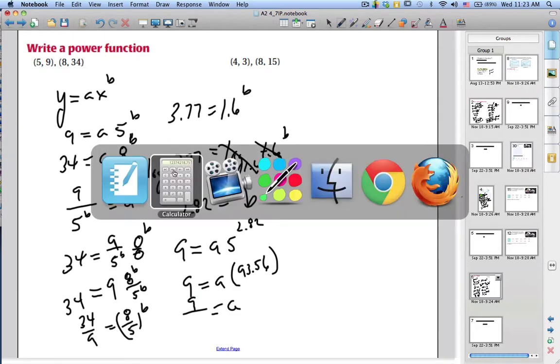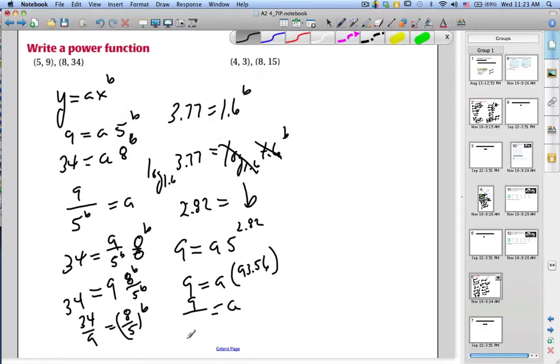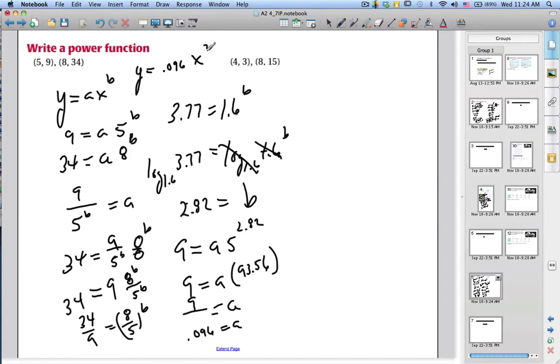It's basically going to be 1/10. So 9 divided by 93.56 is 0.096. So if a is equal to 0.096, now I know a and b. I can write my function y is equal to a, 0.096, times x to the 2.82 power.